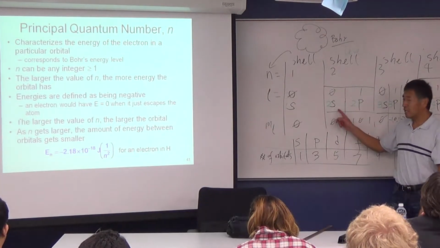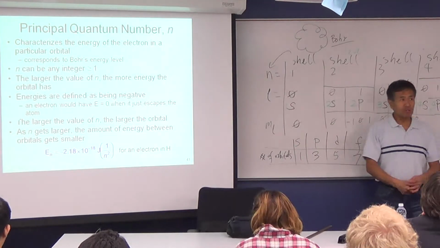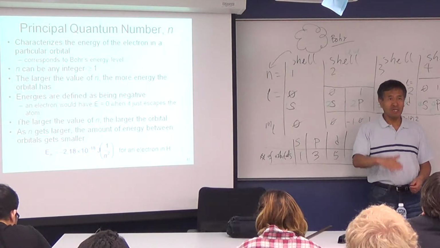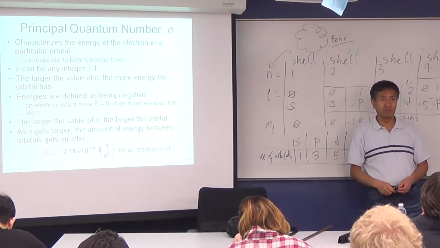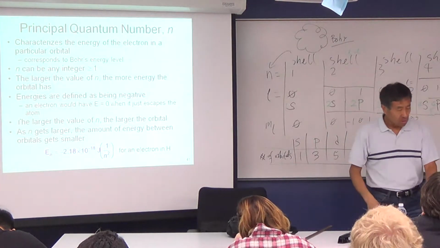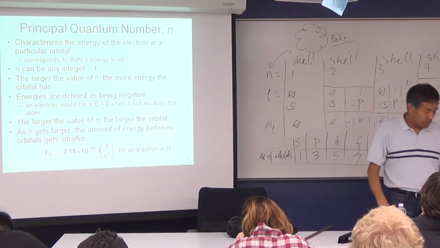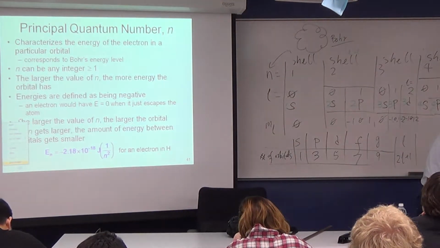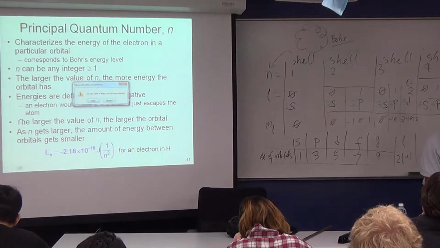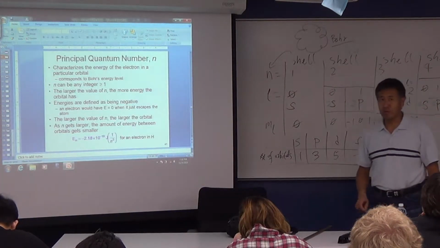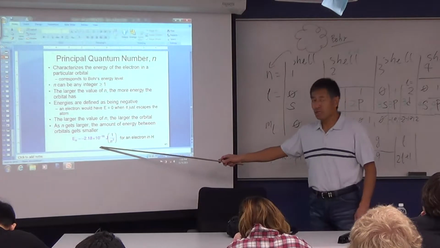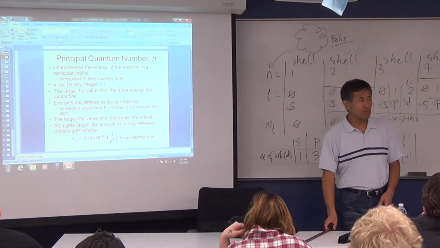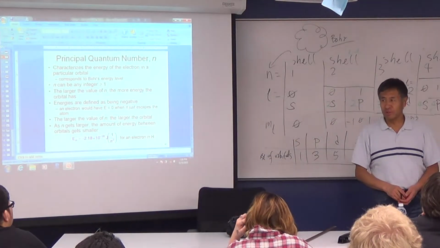And then you have the 2s, which becomes a little bigger, and the energy goes a little higher. And also, as the n gets larger and larger, those energies get closer and closer.